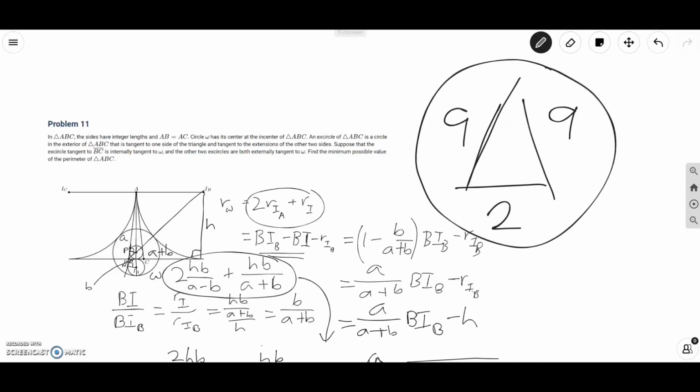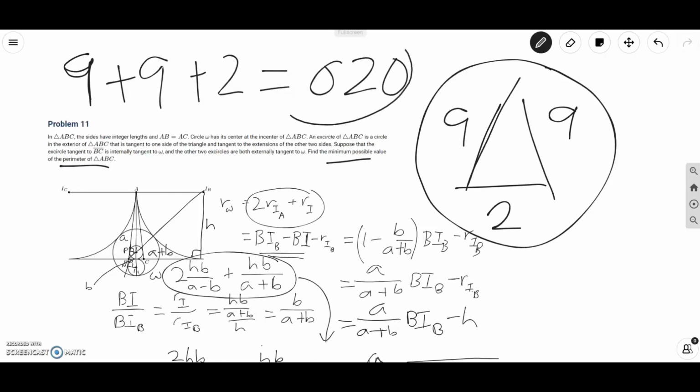We could obviously have 18, 18, and 4, but we want the minimum possible perimeter. So this is the minimum possible perimeter. All we have to do is 9 plus 9 plus 2, which is 20. And we are done.